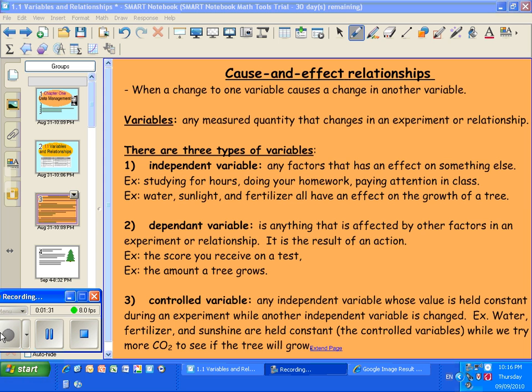Now, when we do an experiment, we have to control most of the factors, and we only change one to see which one works the best. So let's say that we kept water, fertilizer, and sunshine all constant. In other words, every plant got the same amount every day like they always get, but we changed the amount of CO2. What effect would that have? Then we would know if that increased the growth of the tree or not. Maybe we'd even reduced it. But we would know if there was a cause and effect relationship by controlling that one variable.